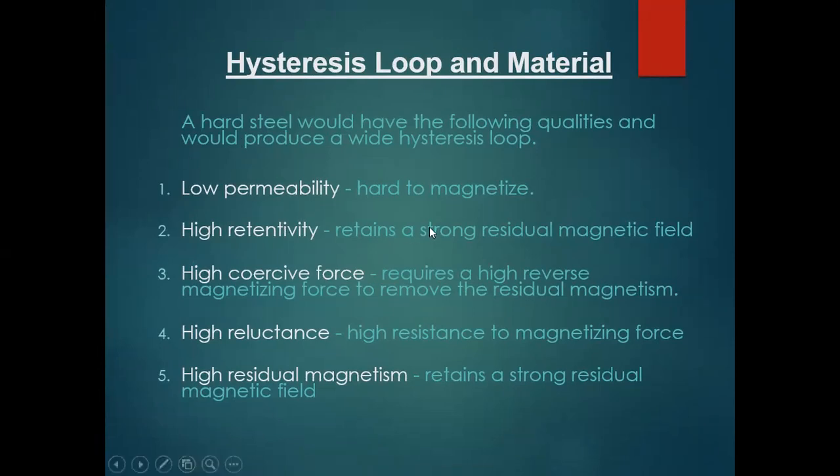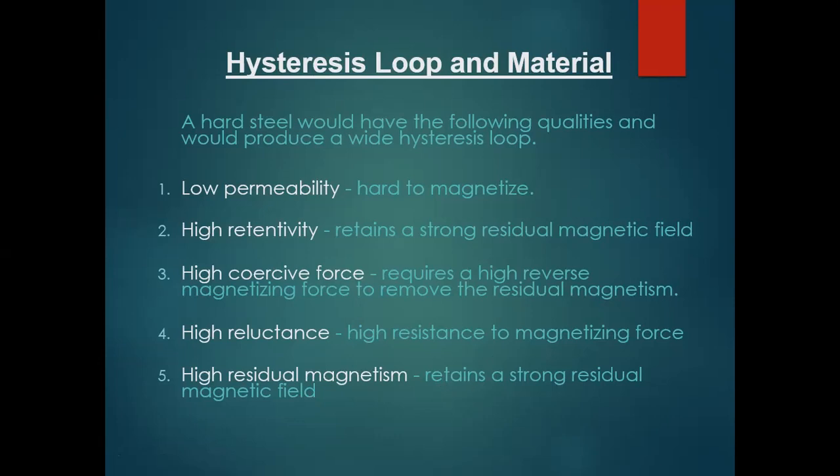High retentivity: it retains a strong residual magnetic field. If retentivity is high, then even after you remove the current, there is a high residual magnetic field. And if there is a high residual magnetic field, then we have to remove that field. We need more reverse magnetizing force to remove this residual magnetism, which is known as high coercive force. Then high reluctance: high resistance to magnetizing force, and high residual magnetism, retaining a strong residual magnetic field.